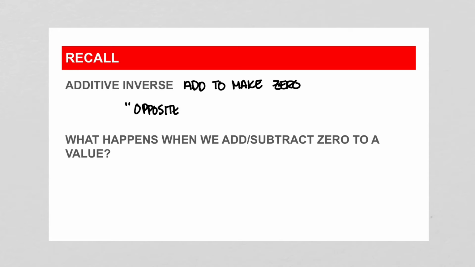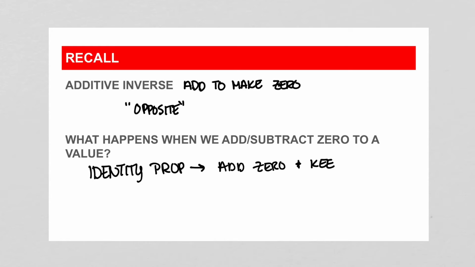And what happens when we add or subtract 0 to a value? So 0 is important. We know that the identity property tells us that you can add 0 to any number and it keeps its value. It stays the same. It keeps its identity. Okay? So, for example, 7 plus 0 equals 7, or even 7 minus 0 equals 7.